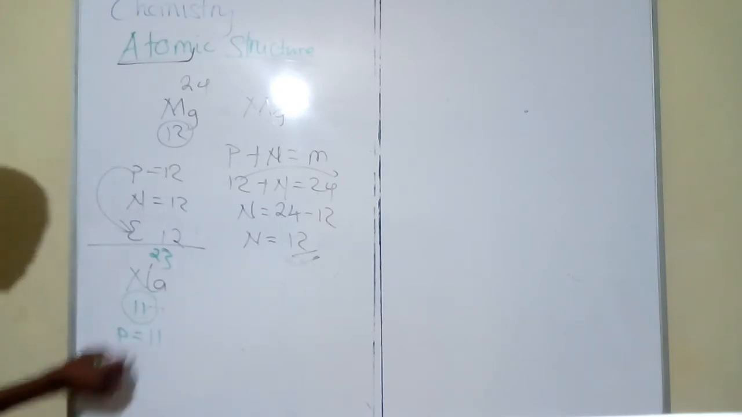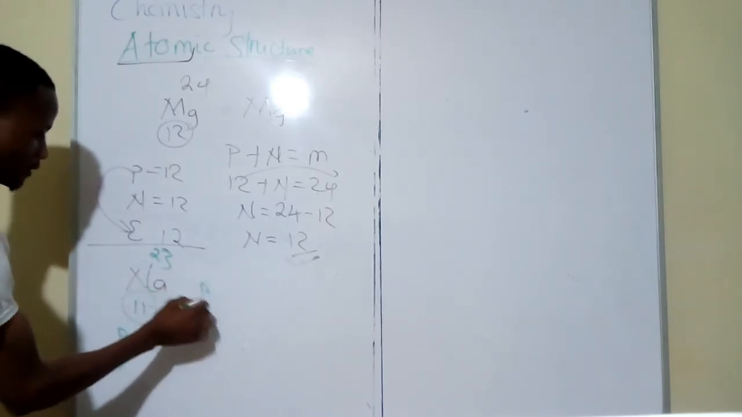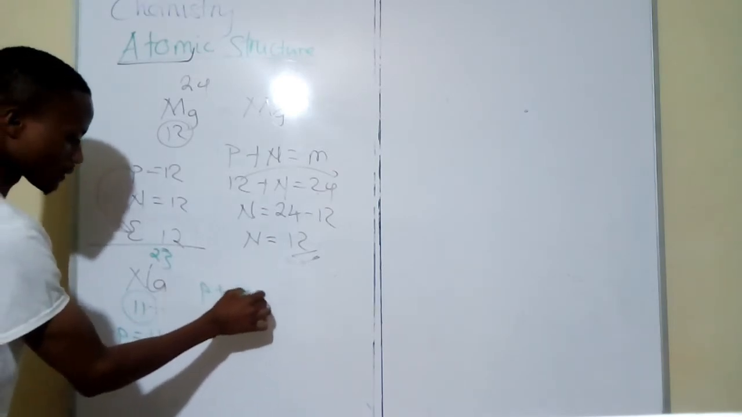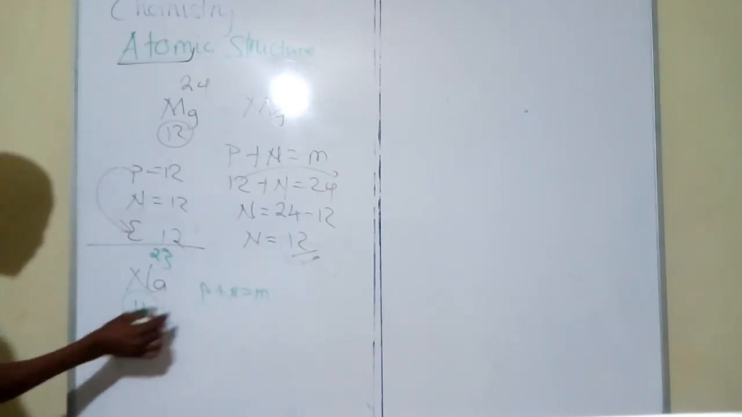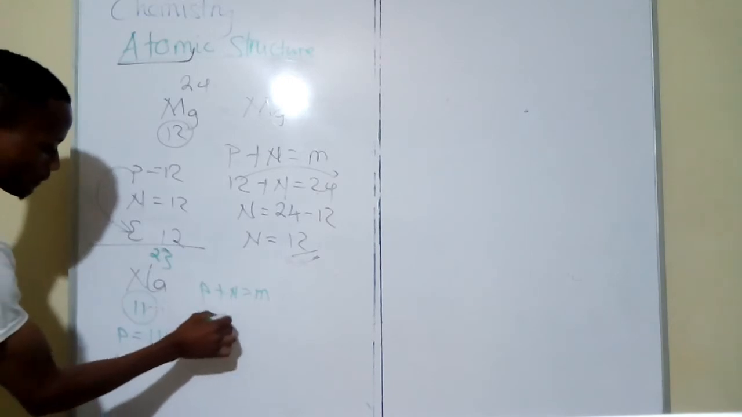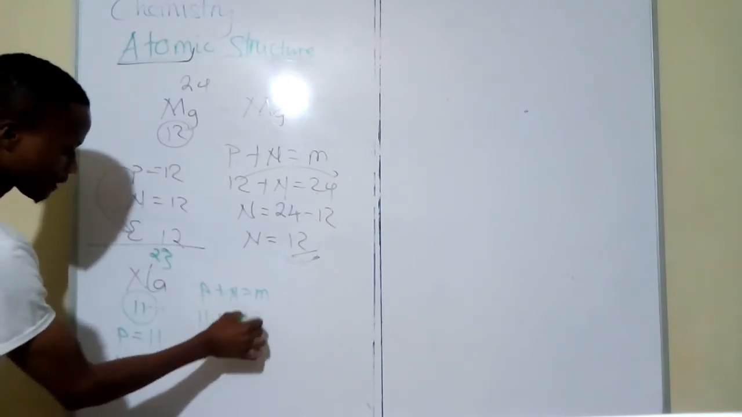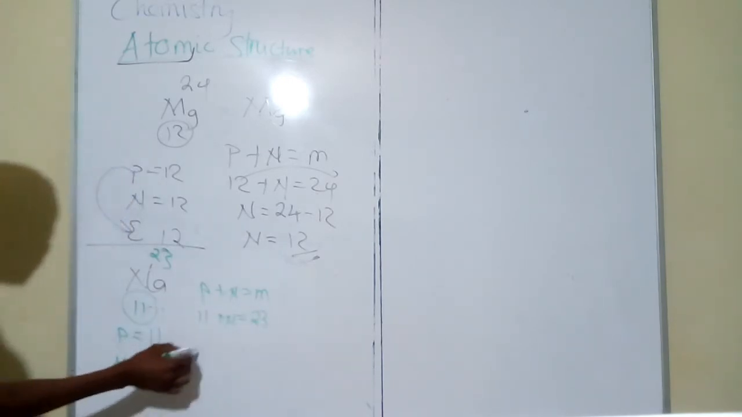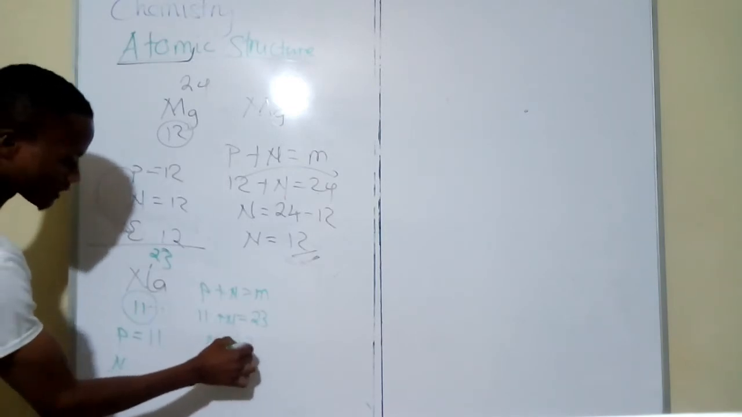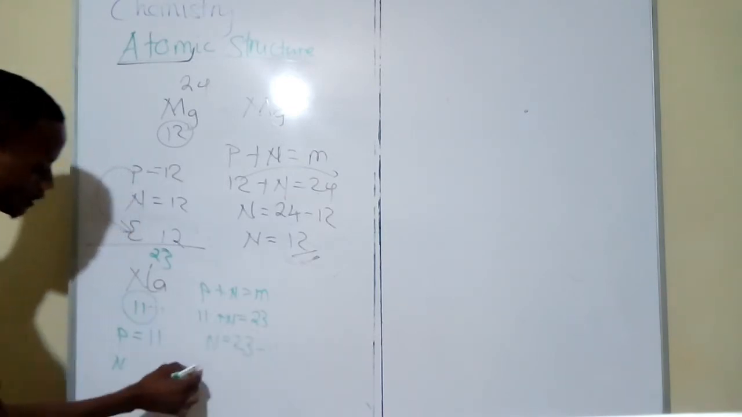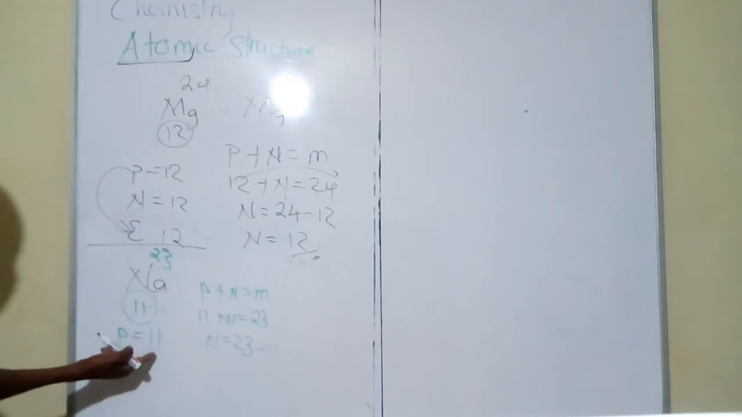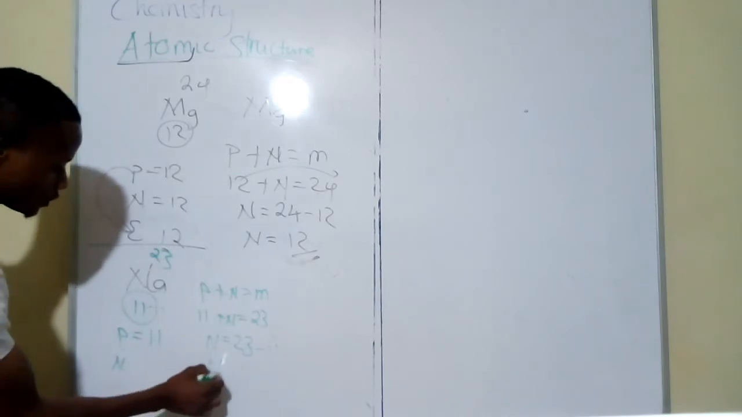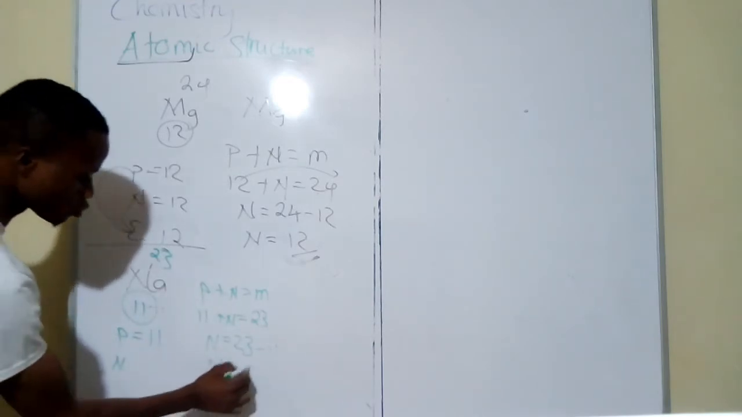For the neutrons, we do the calculation where we say the protons plus neutrons is equal to the mass number. Protons we have 11. 11 plus neutrons is equal to the mass number 23. Then the neutrons is equal to 23 minus 11, which gives us 12. It's quite different from that one now. So neutrons is equal to 12.